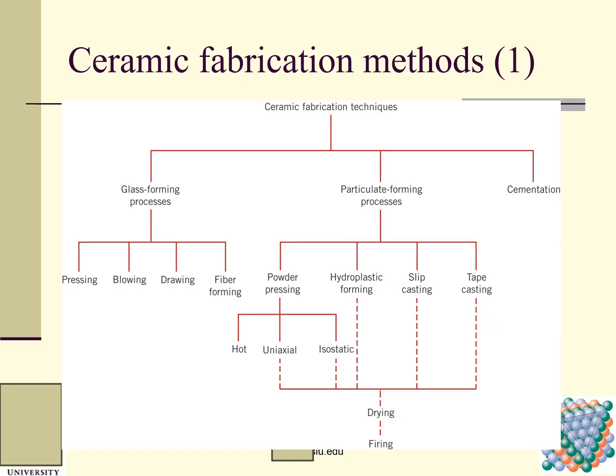So for particulate forming processes, we have powder pressing, hydroplastic forming, slip casting, and tape casting. For powder pressing, we can have hot, uniaxial, and isostatic. These are small groups. And then this is drying, and then this is firing. And so these are the steps. Any questions regarding this slide? No questions? We move on to the next slide.